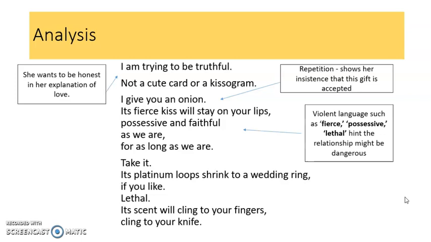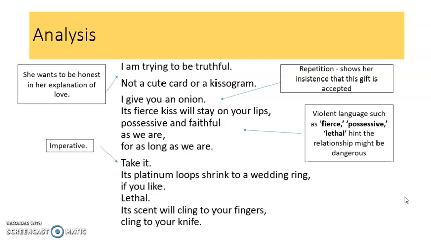So there's quite a bit of violent language and imagery in this section. Words such as fierce, possessive, and then further down we've got the word lethal, hint that maybe the relationship might be dangerous, dangerous in the sense of it being all too consuming, maybe, that the love causes her to feel perhaps a bit unhappy. But this phrase here, as we are, for as long as we are, perhaps she knows that the relationship might not last forever. She's being quite realistic of that.